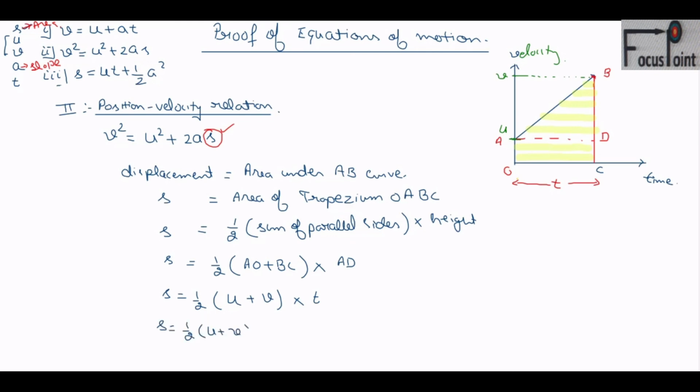Okay. Now what you have to do? You can check from the equation whose proof we are doing. There is no time relation. Time is not there in the equation. So what do you have to do? Put the value of T from the equation first.